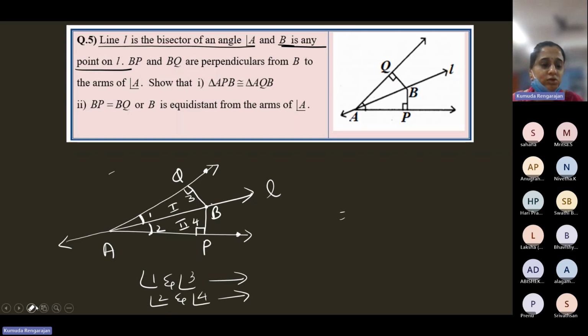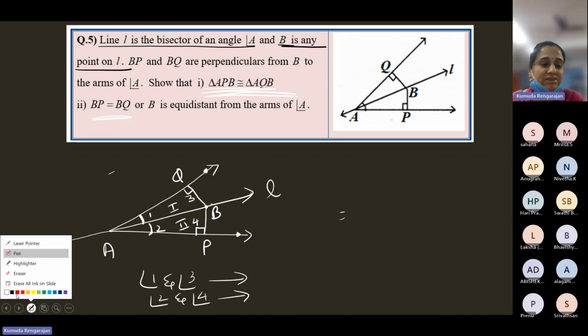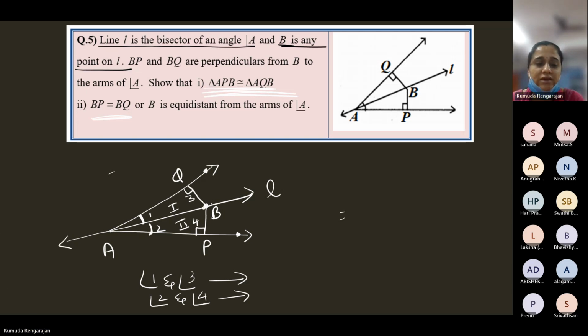So that's the first part, to show that the triangles are congruent to each other. And then we'll have to show that BP equals BQ, or B is equidistant from the arms of angle A. See, this is B. B is equidistant from the arms of angle A, that is, the distance BP is equal to the distance BQ. That's true, because now the triangles are congruent. So by CPCT, PB is equal to QB.